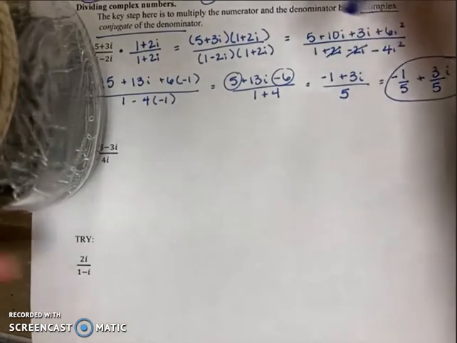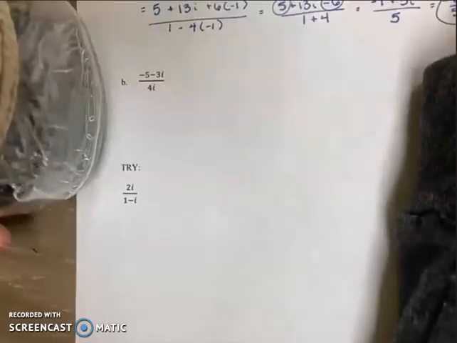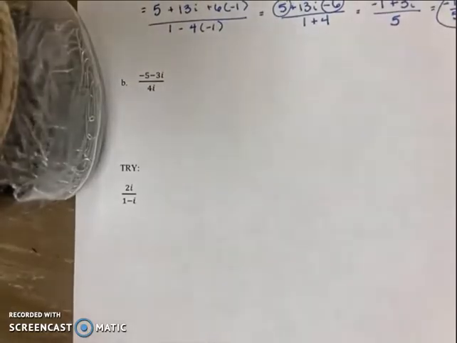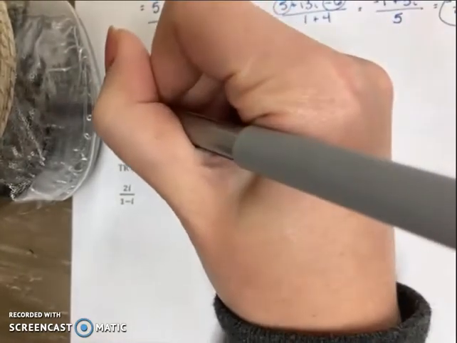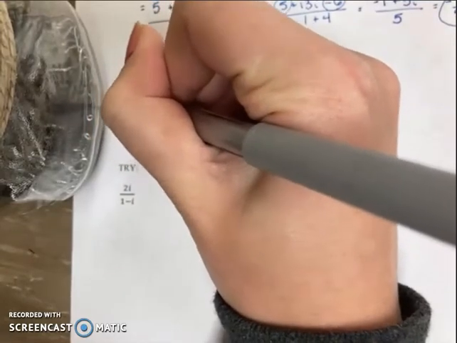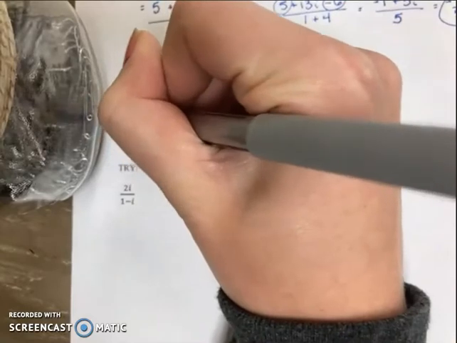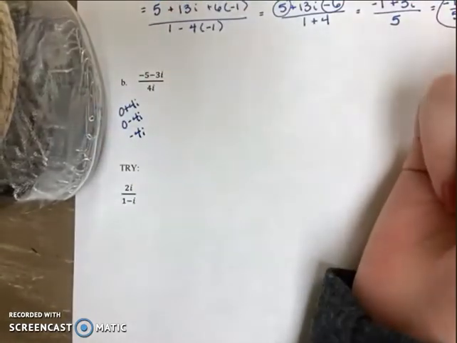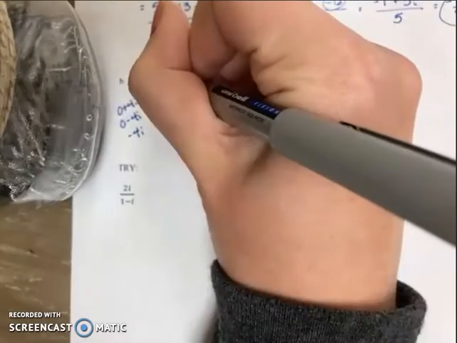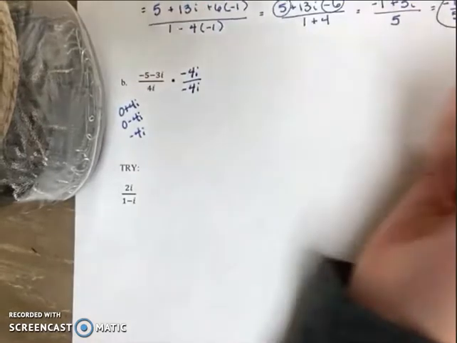Okay? Let's do it all again. So the key to dividing is to multiply by its conjugate. So the 4i is technically, remember, 0 plus 4i. So its conjugate would be 0 minus 4i, which is just a negative 4i. So I'm going to multiply the numerator and the denominator by that negative 4i.